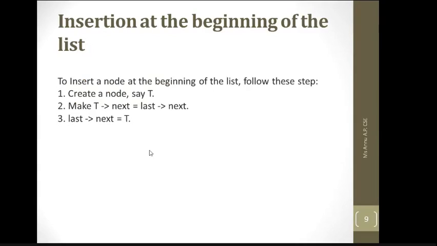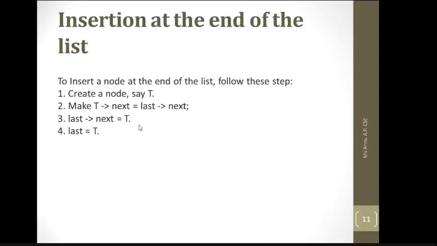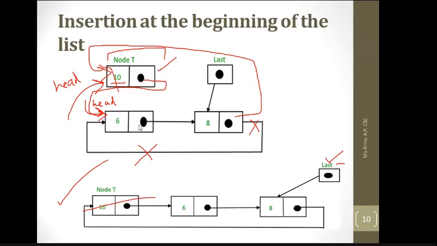Okay, so are all steps clear to you? First you need to allocate memory to this new node. After that you need to assign its next field as last next, and last next will be T. Last next means the address of the head node will be assigned to the next field of this created node, and then you can assign last next equal to T. Okay class, so insertion at the beginning is very simple and it is similar to a singly linked list. The only difference is that we are also maintaining the last next pointer here.